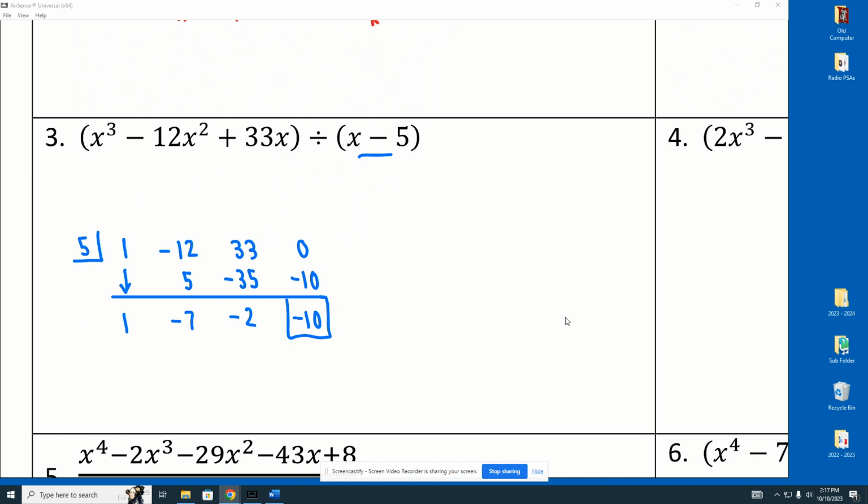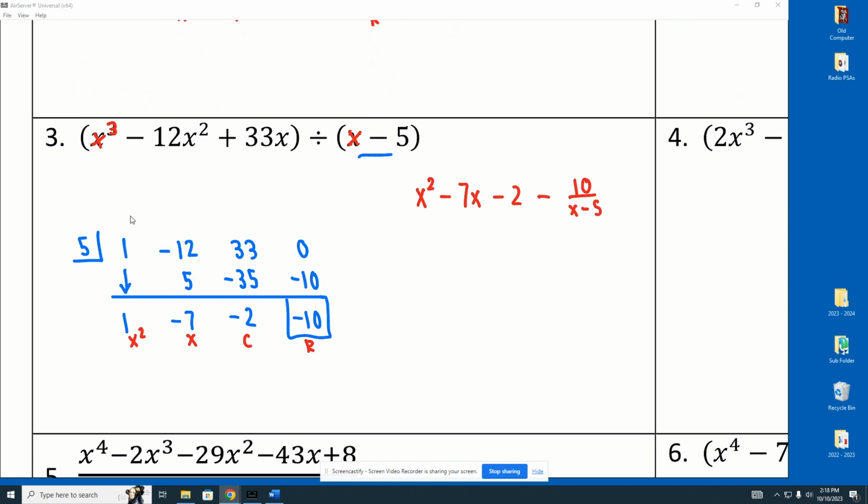Now look at this problem. Just like the last couple, you've got x cubed, the biggest one, being divided by x. So sure enough, x squared, after x squared is x, after x is your constant, down to your remainder. So your answer here is 1x squared minus 7x minus 2 minus 10 over your original divisor, x minus 5. And now that problem is complete.